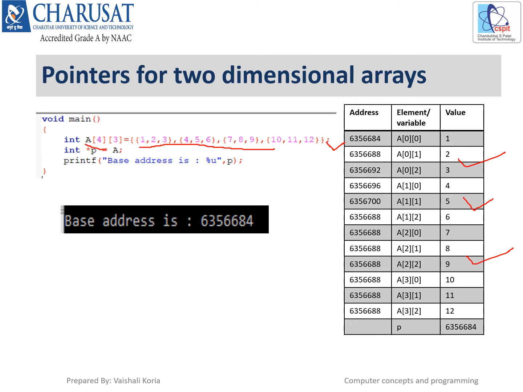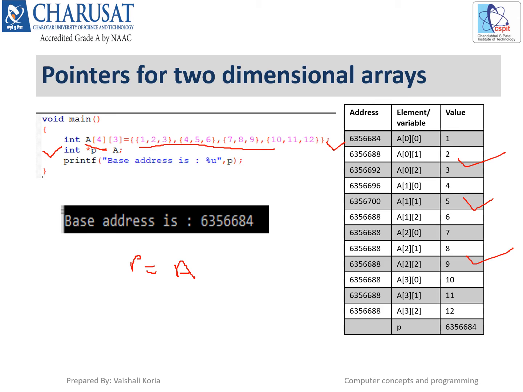Now remember this, I have already executed this program, that's why I know which address is allocated to which element. The address of the first element of the array is 6356684. How can I know that this is the address of this array element? For that I have taken one integer pointer which is pointing to some integer element, and in that pointer variable p I have assigned the value of a.